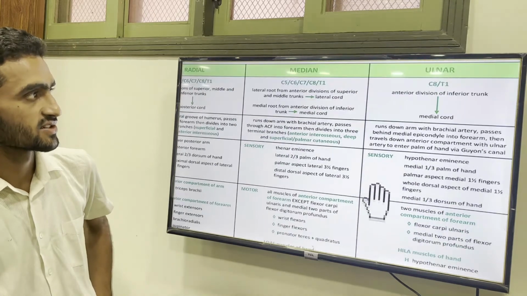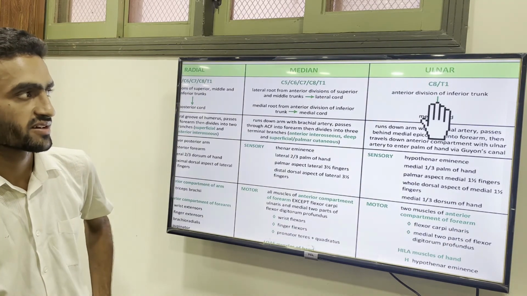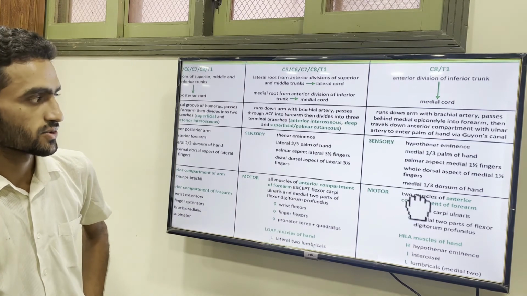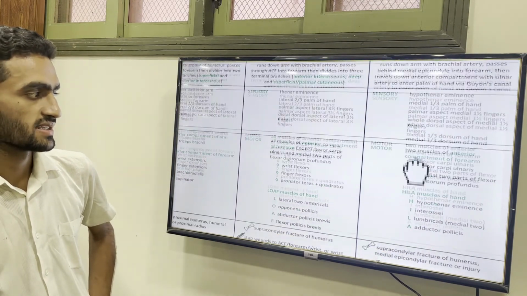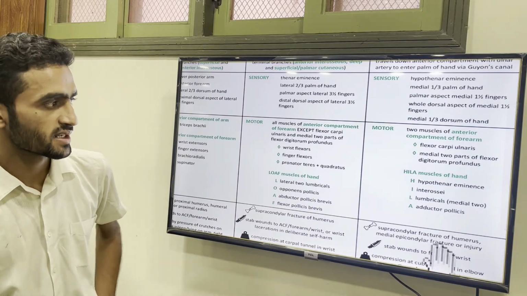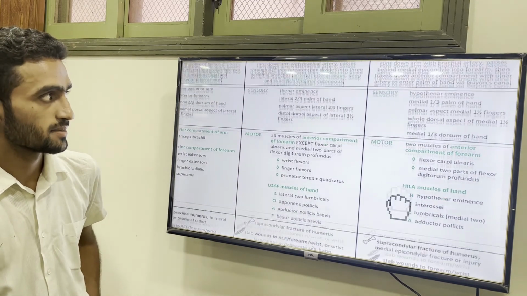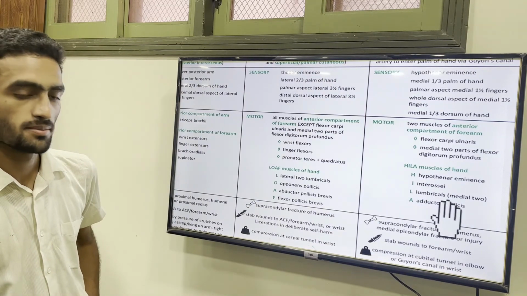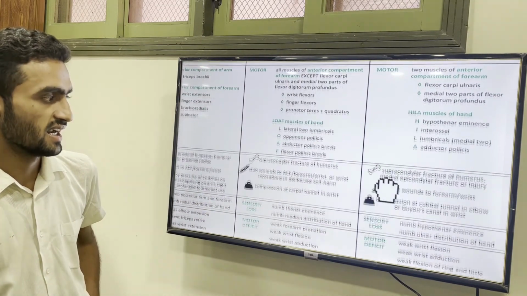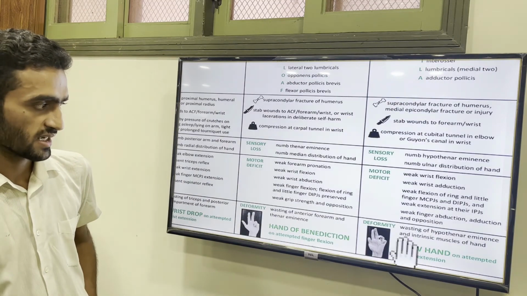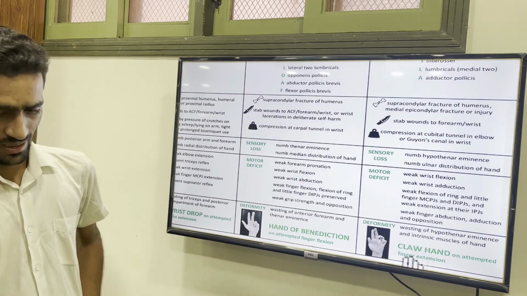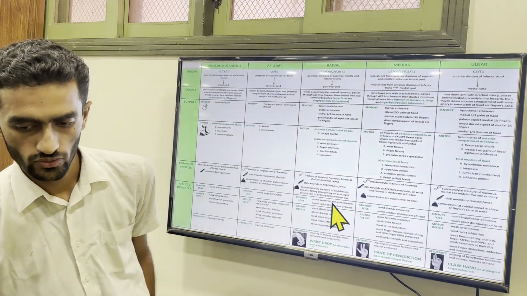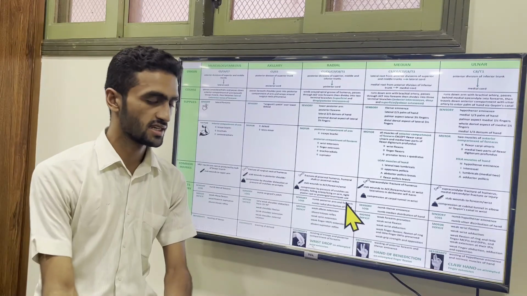And here is the last story, your ulnar nerve, which comes from the inferior division of the inferior trunk or medial cord. So sensory supply and the other is your motor. The major one is your motor, and here are the muscles which are supplied by your ulnar: the hypothenar, interossei, medial 2 lumbricals, and the adductor pollicis. So sensory, and the deformity is your claw hand. This is actually the summary of that. So we just end this session here. Thank you very much.